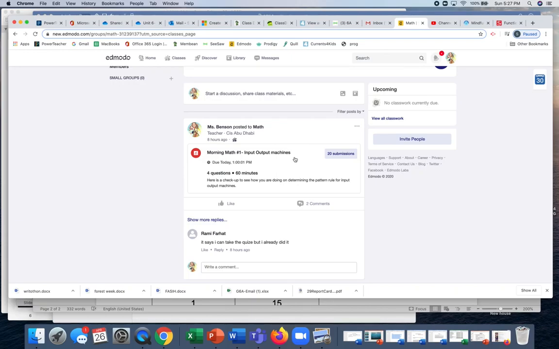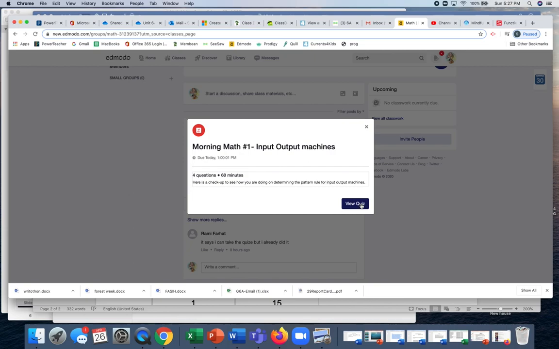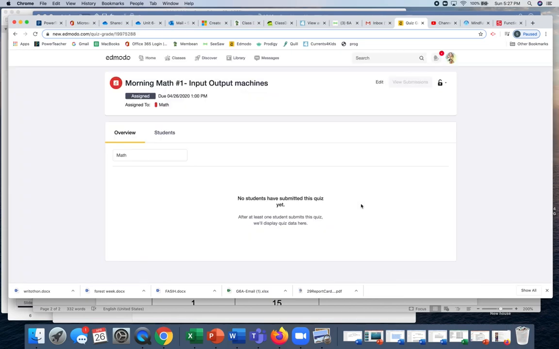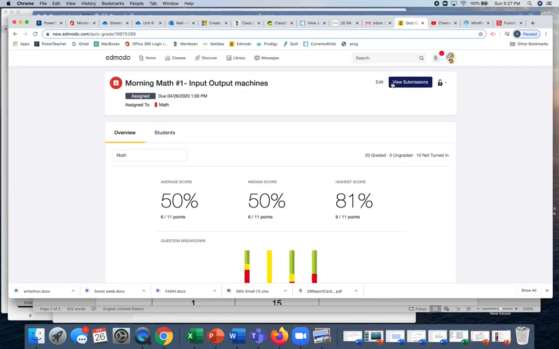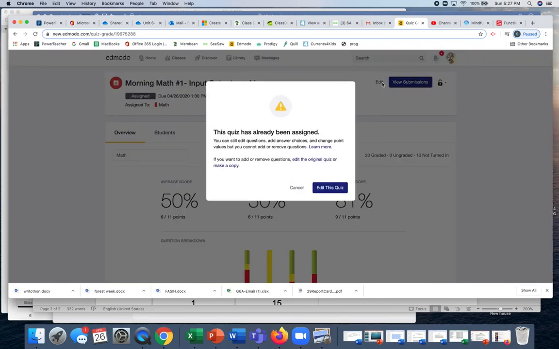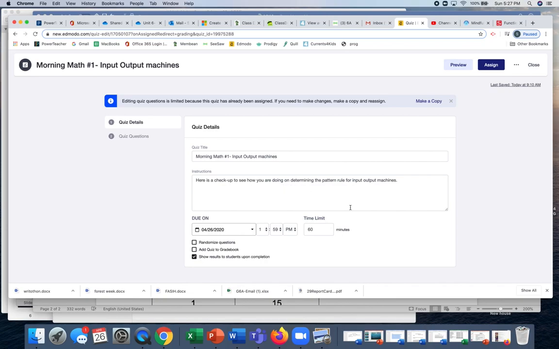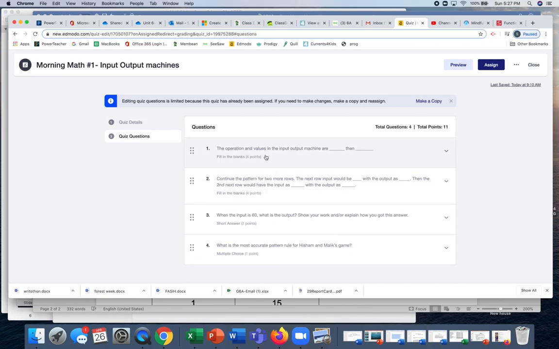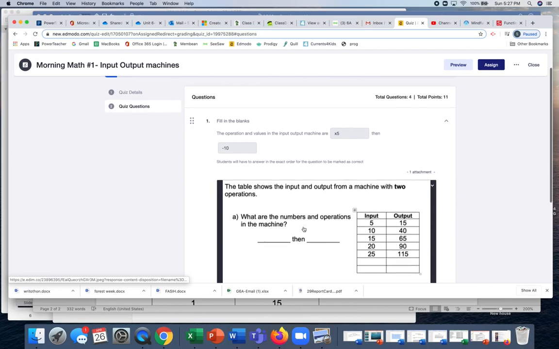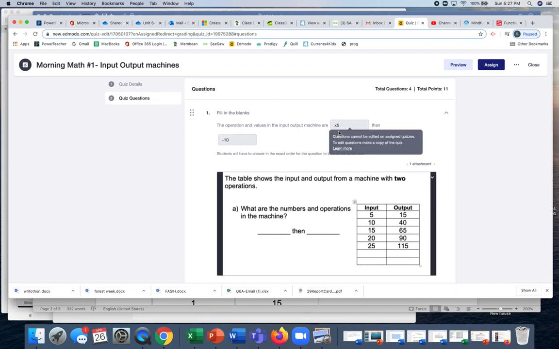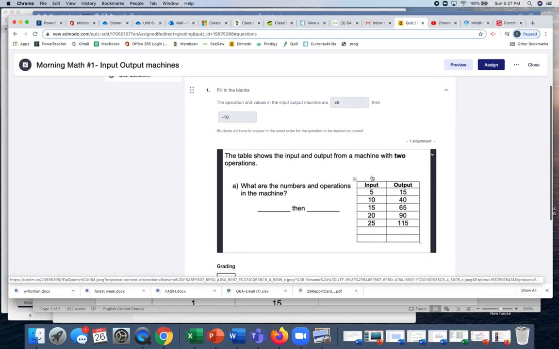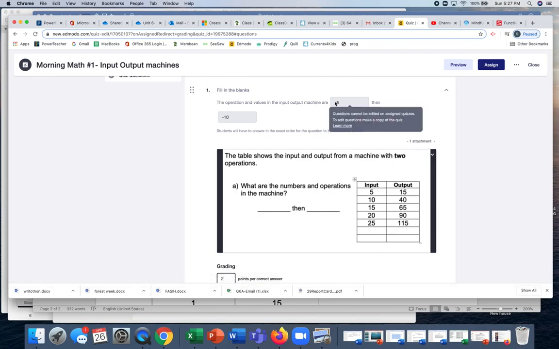First thing we're going to do today is go over the morning math, which we did from yesterday. So the first question was this one, which said you had to fill in the blanks for the missing values in the input-output machine. So we know that it should be multiplied by 5 and then subtract by 10.